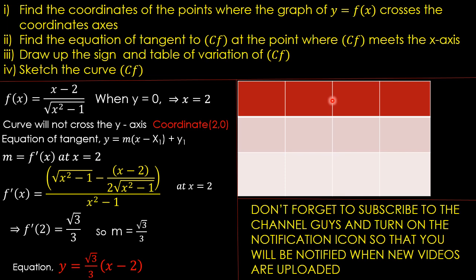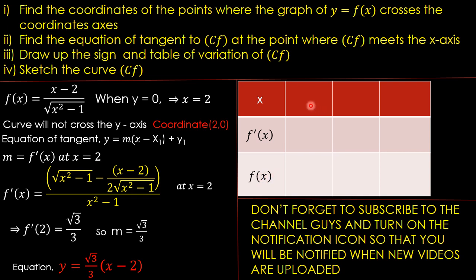So now the first case, guys, we are going to have our x values. Then what we need to put here, guys, is what? The sign of the gradient function. So we are going to have our f prime of x here. Then here is going to be the shape of the curve, which is simply the function itself, f of x. So we are going to have f of x here.